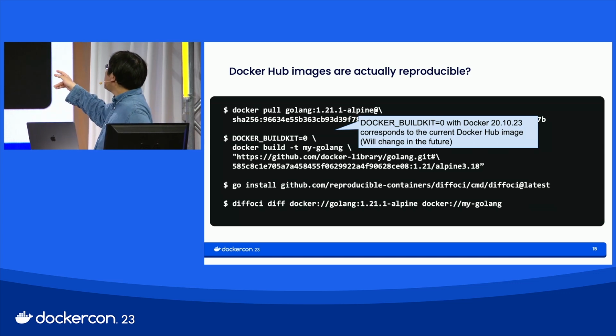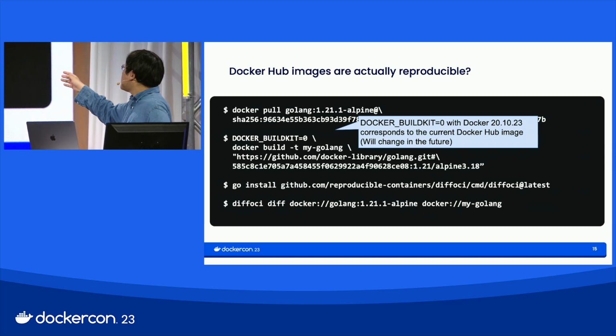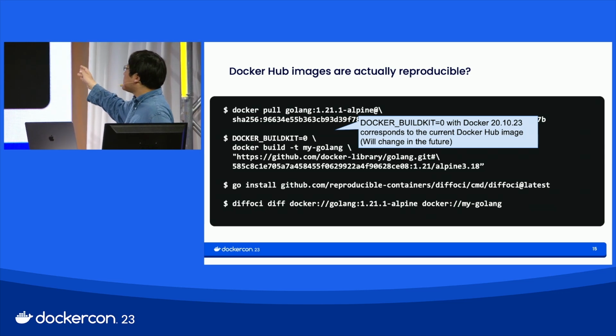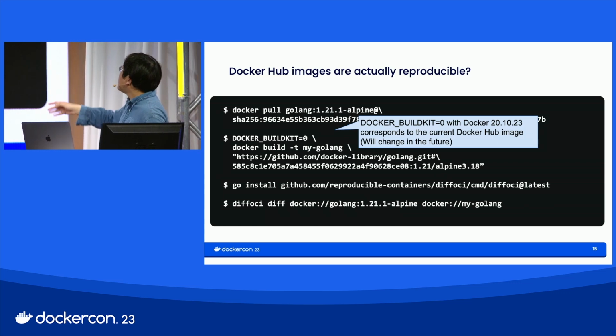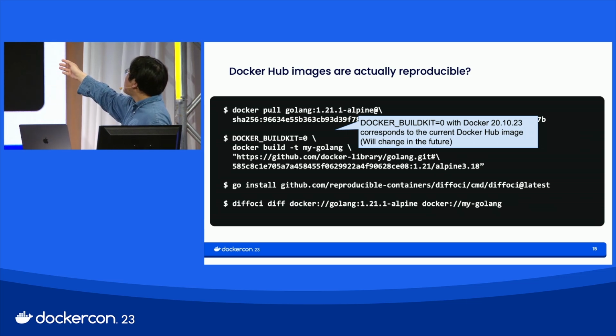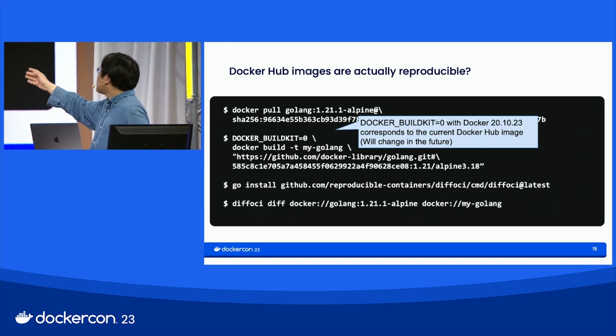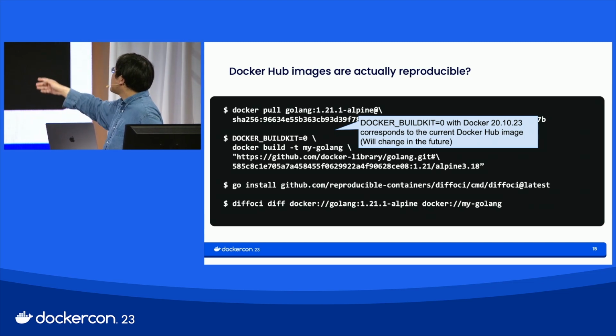Docker 20.10.23 because this configuration corresponds to the current Docker Hub image. But this only applies to the current version of the image. In the future, this configuration will change. In the future, you have to set BuildKit to 1, and you have to use a newer version of Docker. But this configuration is the current Golang image's configuration.